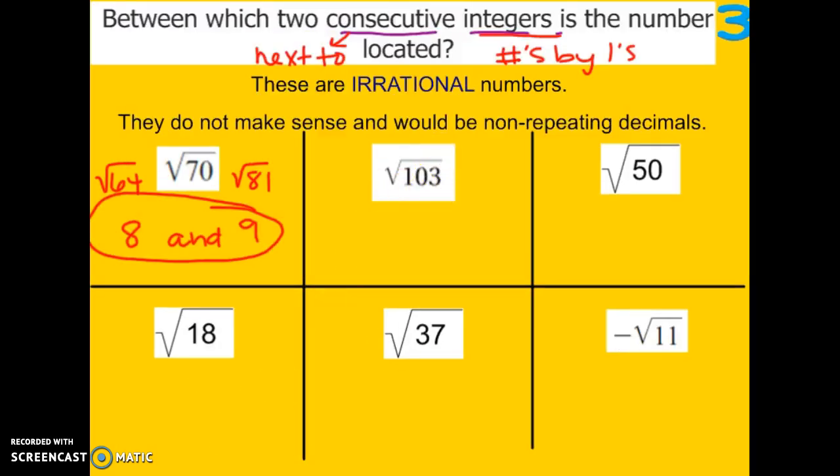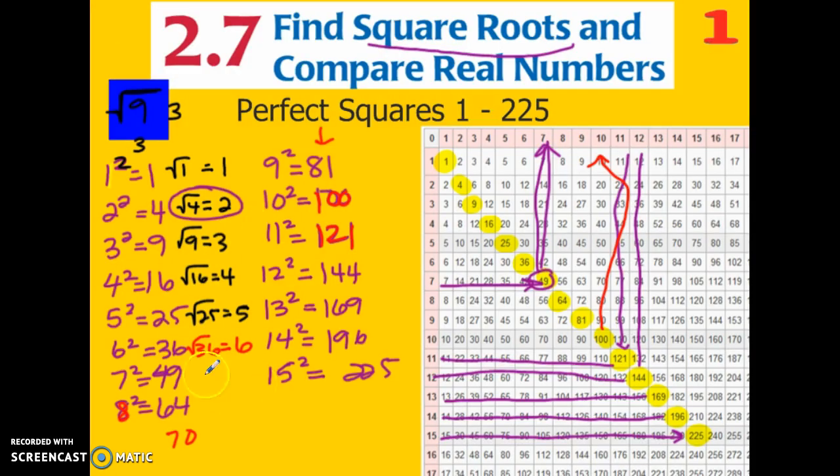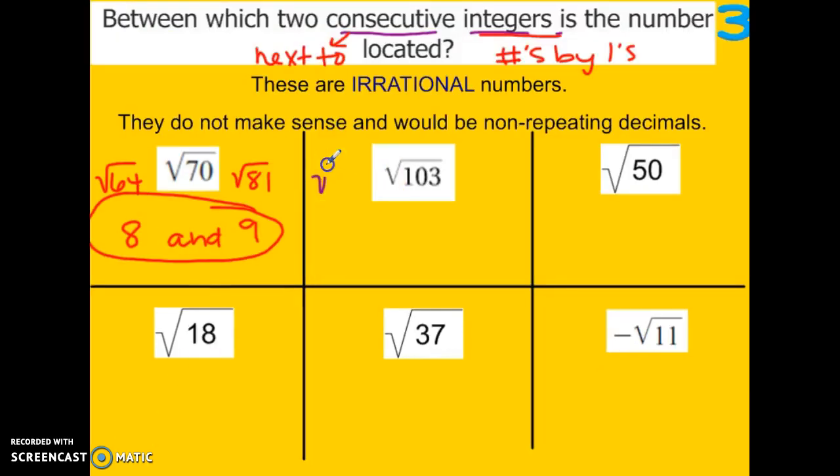103, we need to see between which two perfect squares is 103. It's not actually on our list, but it's really close to 100. It's a little bit bigger than 100 and less than 121. We're only looking at the yellow ones here. So it's between 100 and 121, so it's between the square root of 100 and the square root of 121.